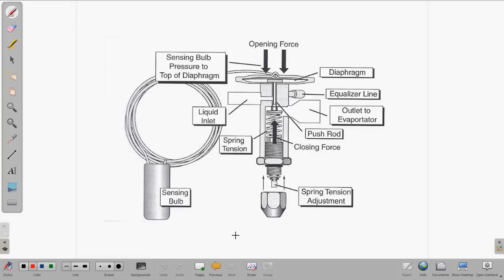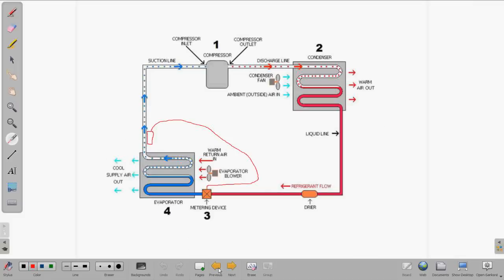So we'll start at the sensing bulb. Most of the time, the sensing bulb has the same refrigerant in it that the system has. So if it's an R22 system, it'll be R22, or R410A, the same. The sensing bulb is attached to the evaporator coil and the line right at the exit point or very near the exit point of the coil. Some manufacturers mount it externally, some will mount it internally. So you're going to have to look to see where it's at, but the sensing bulb is mounted at the outlet of the evaporator.